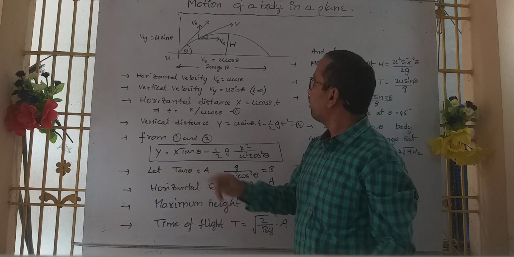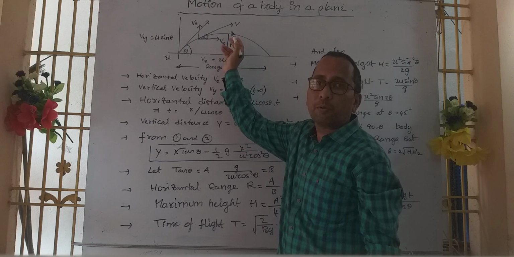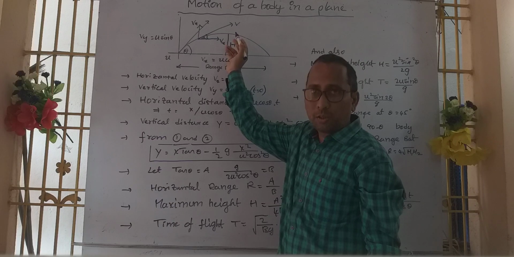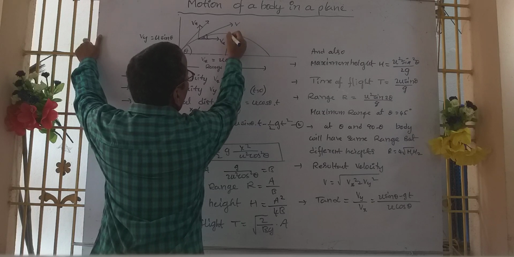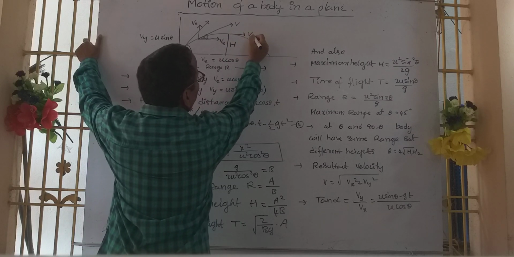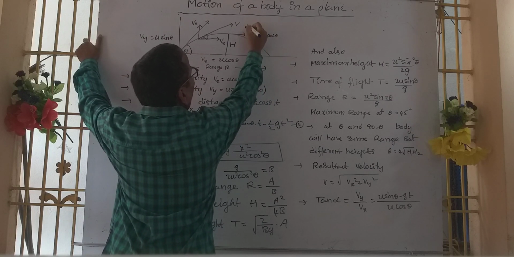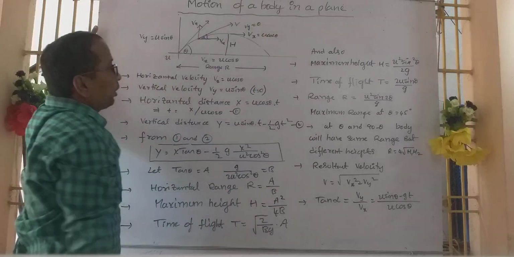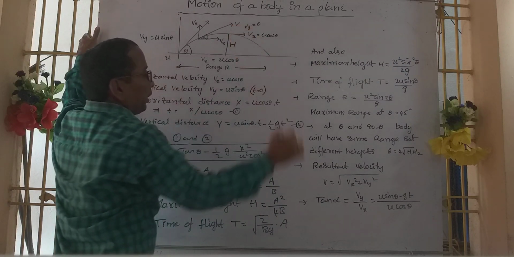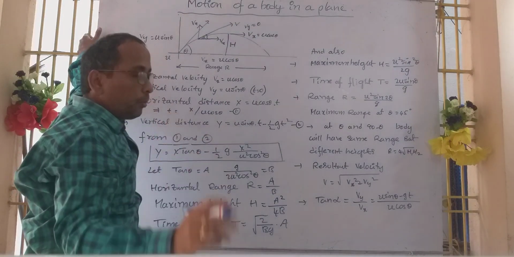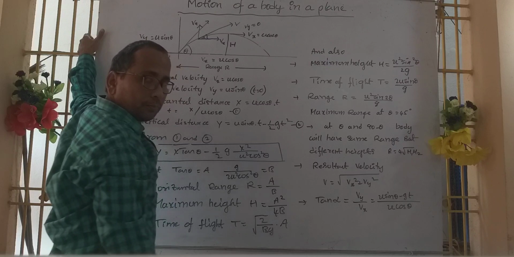What is the meaning of maximum height? Maximum height means the height attained by a projectile before its vertical velocity becomes 0. At the maximum height point, it has only the horizontal velocity. Vx is equal to u cos theta, but Vy is equal to 0. No vertical velocity, only horizontal velocity at the maximum height. Very, very important point. On the basis of this concept, we are going to solve the numericals. Okay.